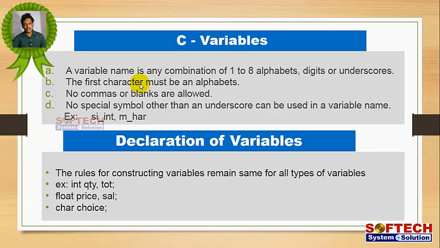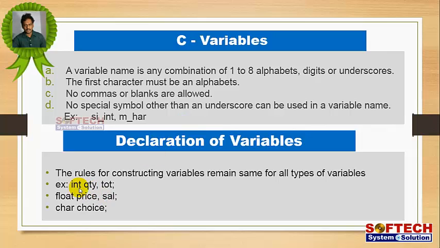The construction rule is common to construct all types of variables. At the time of variable declaration, they have different types and sizes. For example, integer qty, tot. So qty and tot are two variables of integer type. The construction rule is common for all data types. Float price, sell, char choice. The construction rule of the float variable price, the integer variable quantity, and the character variable choice are all the same.